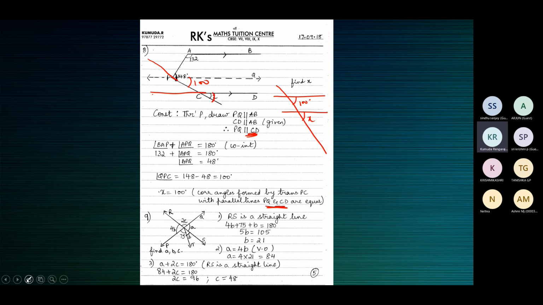I'll tell you another way to identify, children. The angles will always touch the transversal and the parallel line. Remember that. All the angles will touch the transversal and the parallel line.